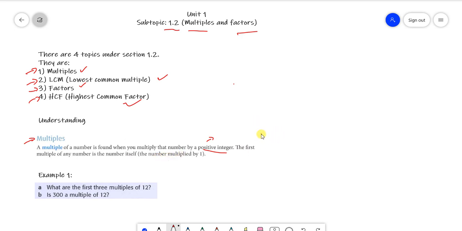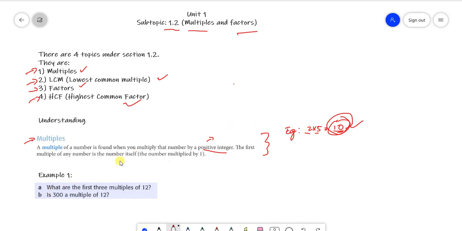So what it actually means in simple words is, let's say for example, 2 times 5 is equal to 10. So this 10 is a multiple. That's it. When you multiply two positive integers, you get a positive number, the product. That product is called a multiple. That's it. It's that simple.